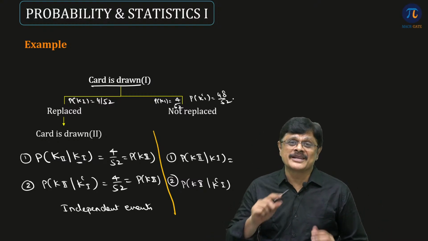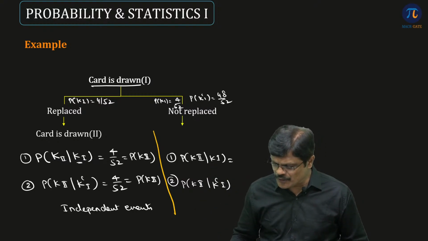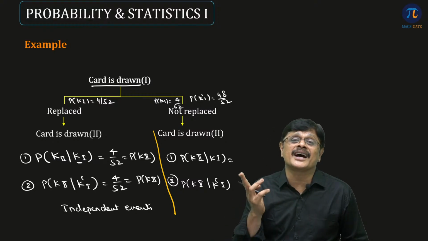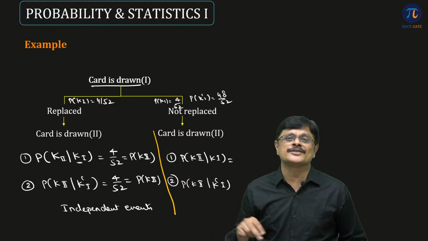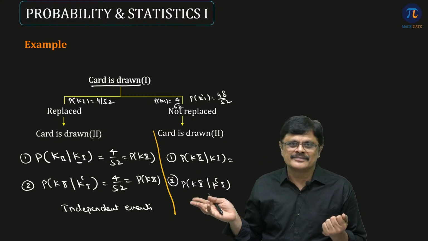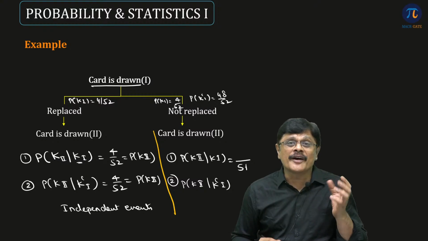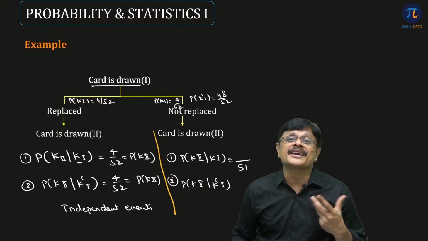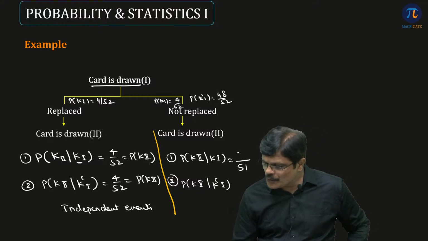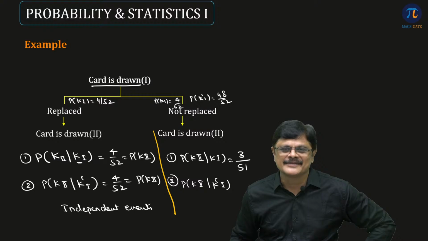Now it is not replaced. The drawn card is thrown somewhere. Now the question is, if the second card is drawn, what is the probability that the second card is king when the first card is also king? See, because the first card drawn is a king and it is thrown, how many cards are you having? We are having only 51 cards. Out of 51 cards, how many are kings? Because out of 4 kings, one is already gone, only 3 kings are left. Is that clear?